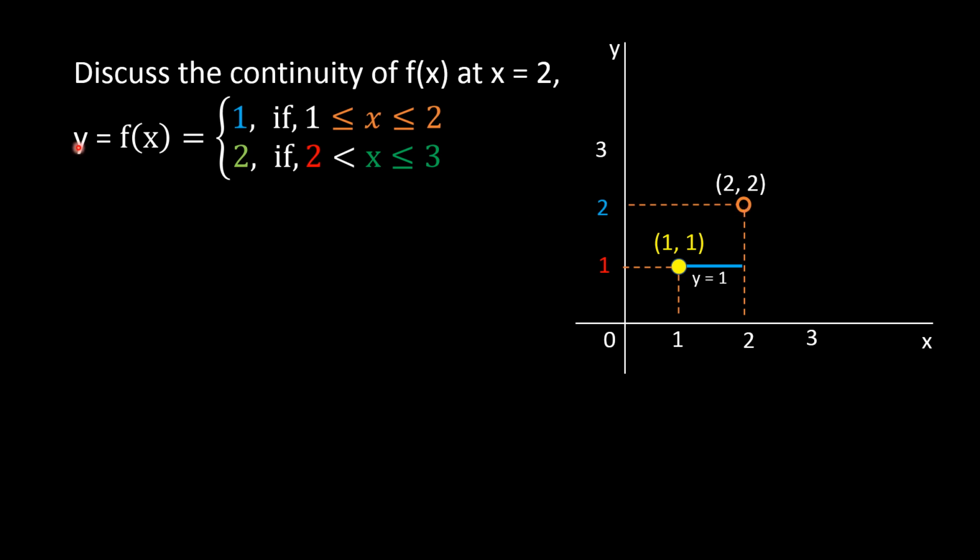Now the graph of y equals 2 will be a horizontal line which will emerge from this hollow point 2, 2 and extend towards the positive x direction up to the line x equals 3.